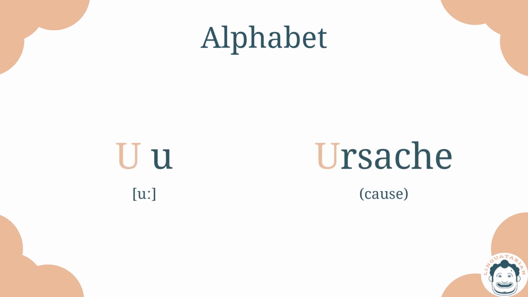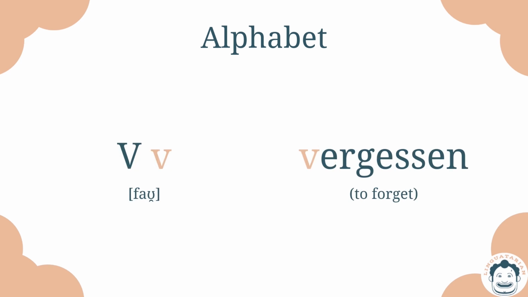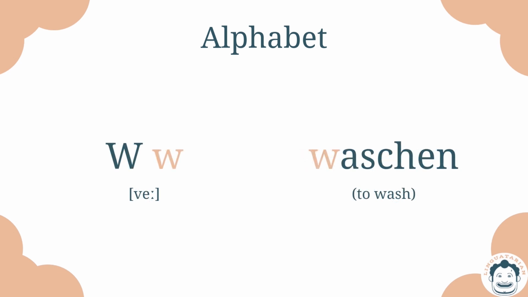The next letter is U, as in the word Ursache. Then we have V. This is pronounced the same as the English F sound. So V in German is not pronounced V, it's pronounced F. And the example word given here is vergessen. Vergessen, meaning to forget.